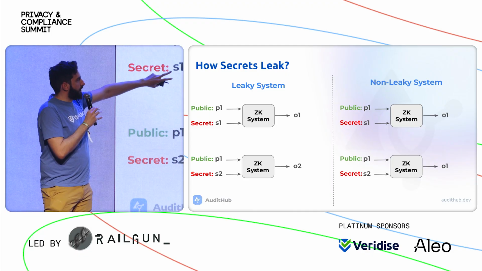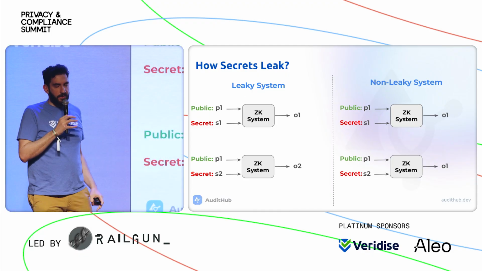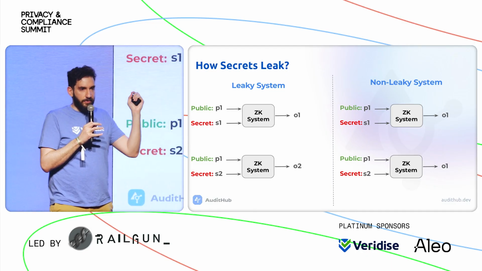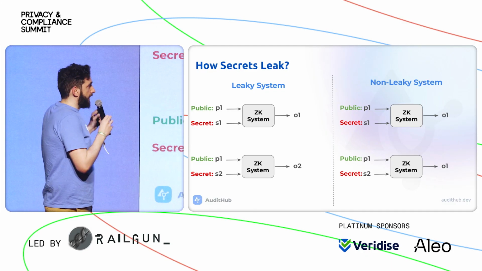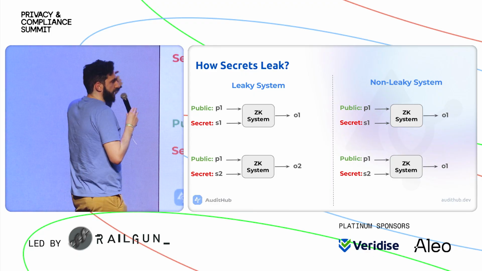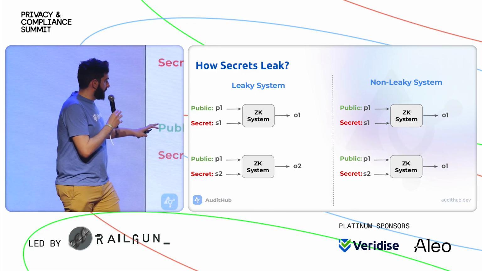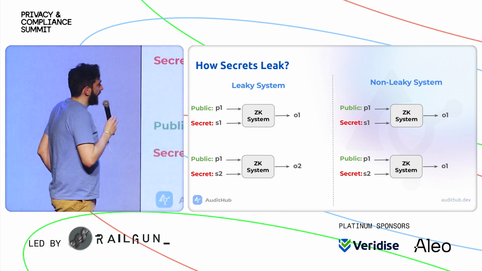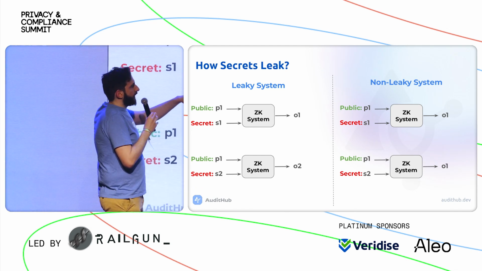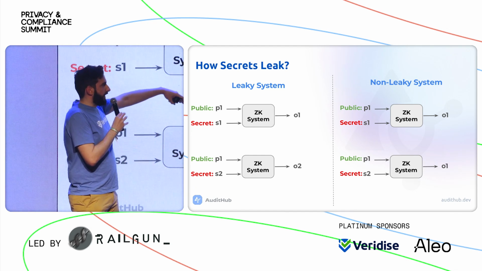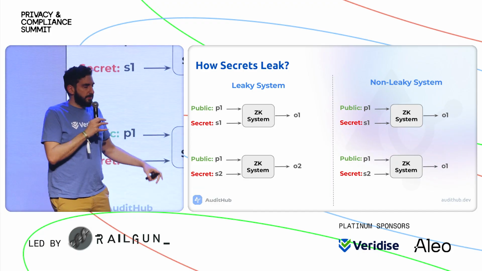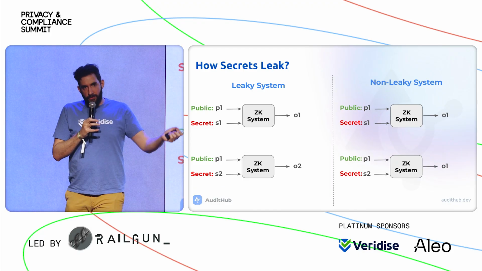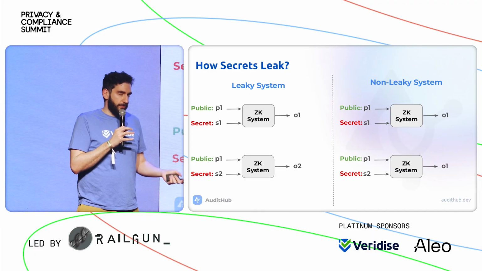So if an attacker observes the difference in the output, they can learn something about the secret, and depending on how the whole setup is, they can repeat that and learn more and more information, and then at the end, maybe recover the secret altogether. On the other hand, in a non-leaky system, regardless of what the value of the secret is, if you give the same public input, you always get the same output, so you cannot observe anything.